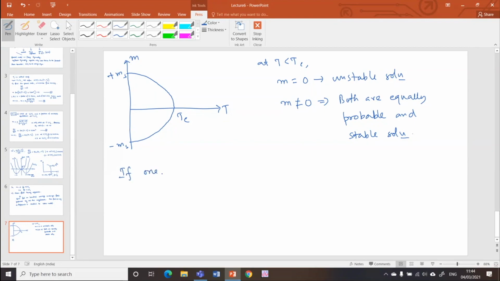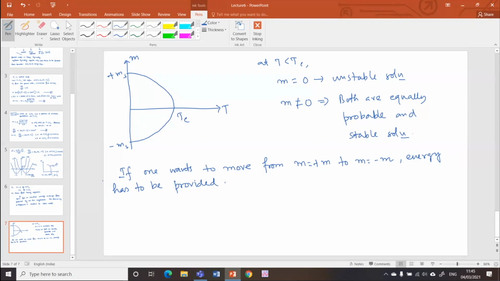If one wants to move from m equal to plus m to m equal to minus m, energy has to be provided. So this is clear, right?